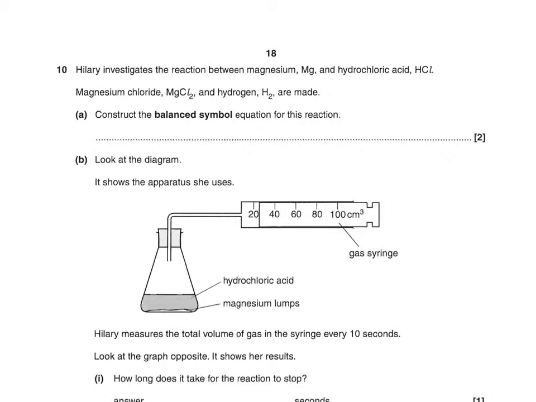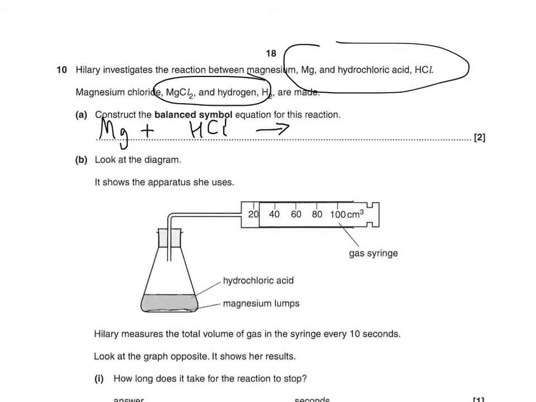Next question. Hilary investigates the reaction between magnesium and hydrochloric acid. Magnesium chloride and hydrogen are made. Construct a balanced symbol equation. So I want everyone to be getting the first mark on these, which is simply by writing out the symbols. So these are reacting, so therefore those go on the left-hand side of the arrow. These are being made, so they go on the right-hand side of your arrow.